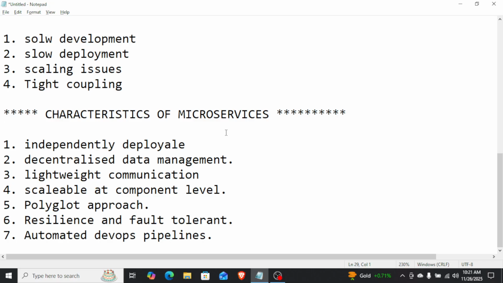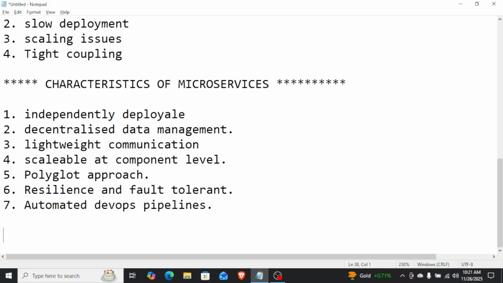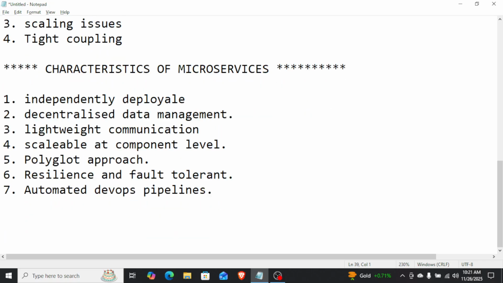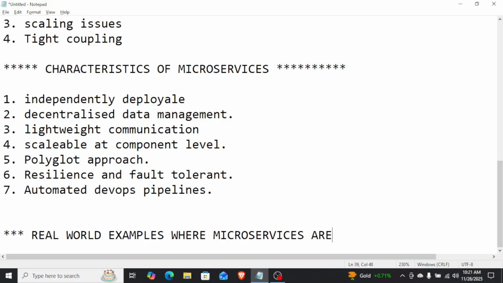Now we will see the real world examples where microservices are used.